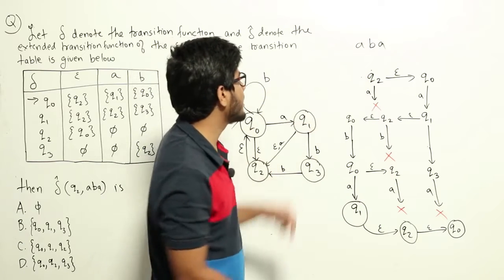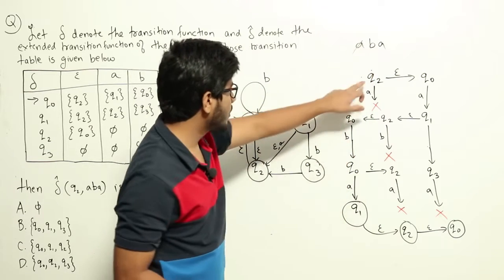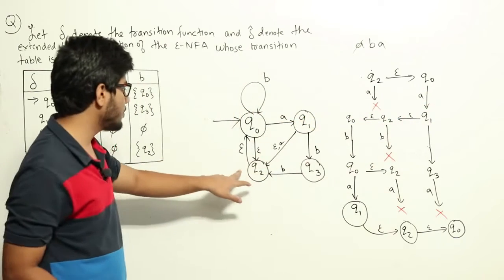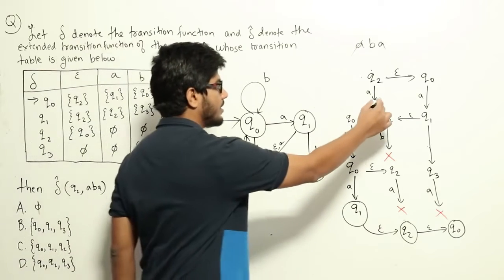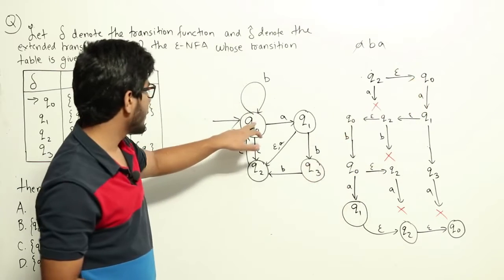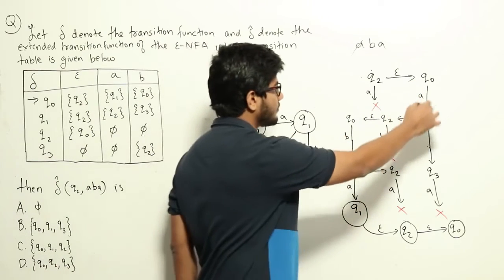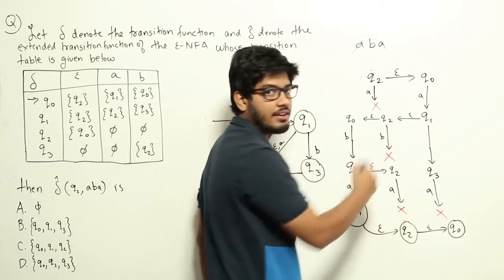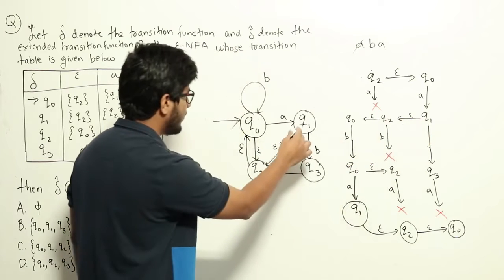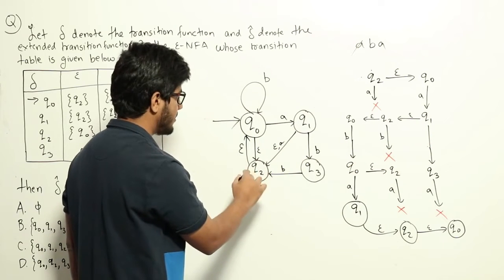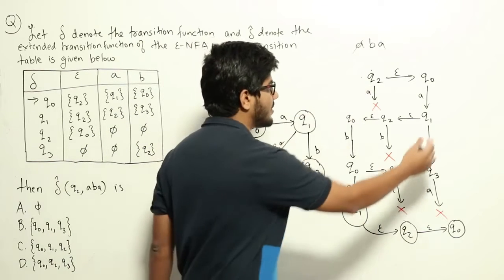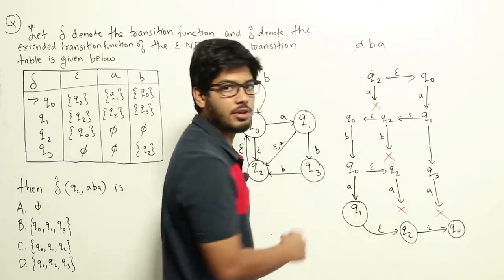Now let us say we are seeing the symbol A. On Q2 we'll take the A transition, on Q0 also we'll take the A transition. On Q2 there is no A transition available, so we can't go anywhere, so I will close it with a red cross. On Q0, on seeing A, I can go to Q1. So Q1 is the current state now. Now let us see where all we can go using epsilon transitions. From Q1 with epsilon I can go to Q2, and from Q2 with epsilon I can go to Q0. There are no further states I can reach using epsilon transition. So after seeing A, I can be simultaneously in states Q1, Q2 or Q0.